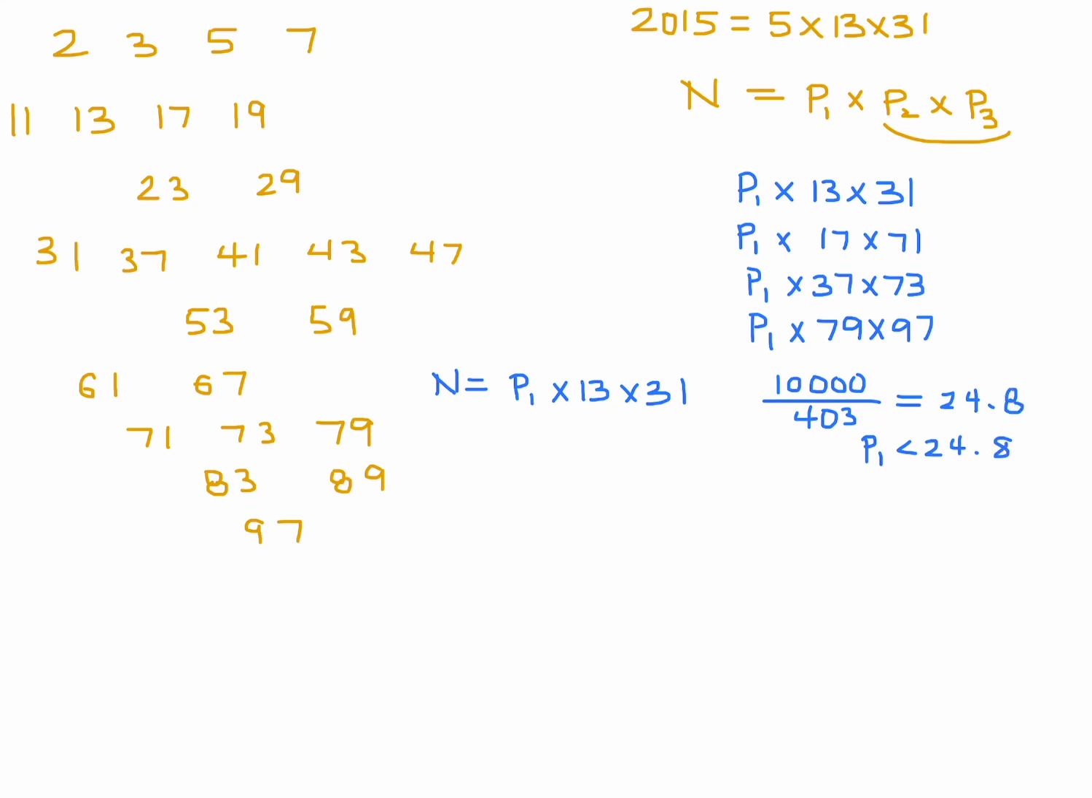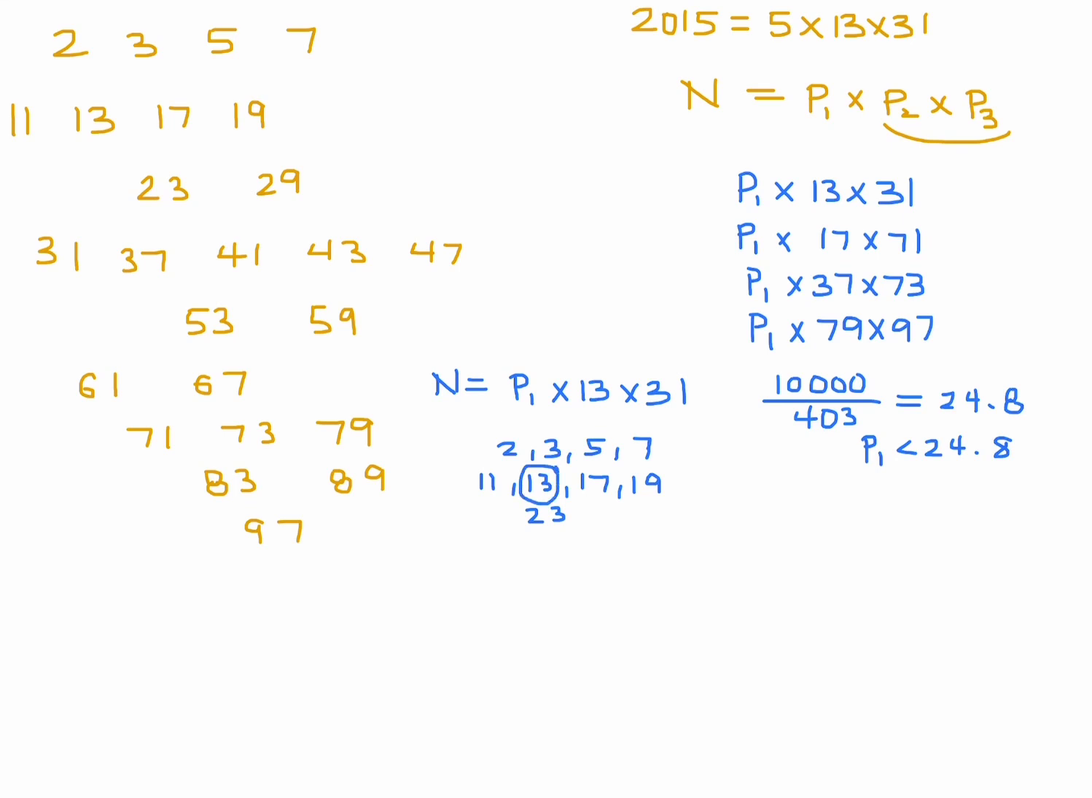Okay, so let's list which prime numbers are less than 24. 2, 3, 5, 7, 11, 13, 17, 19, and 23. So that's 9 of them, right? But here's the thing. One of them is not allowed. Which one? This one. Why?